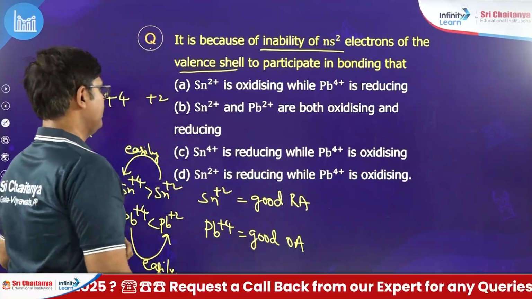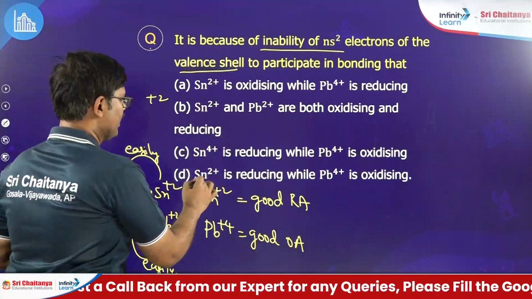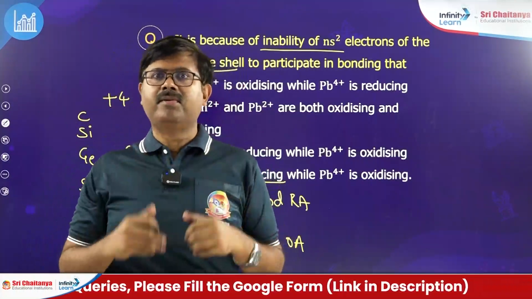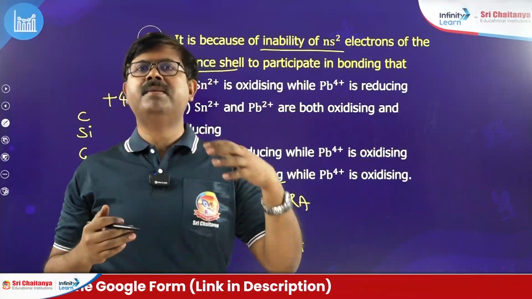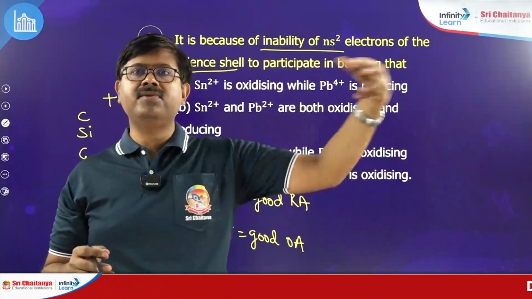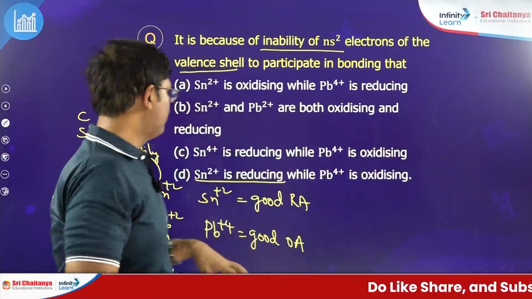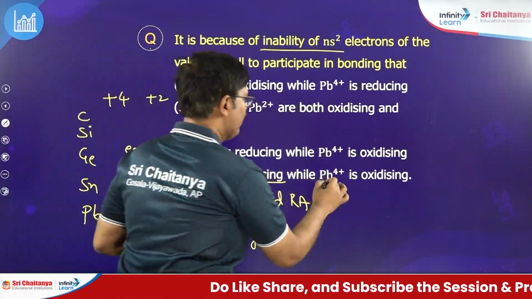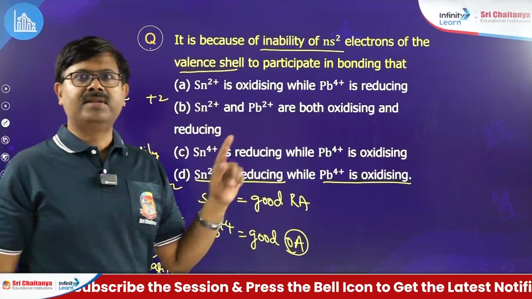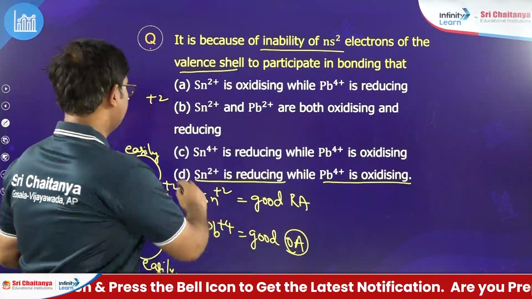So, if you look at the options, in the fourth option, Sn+2 is reducing. Reducing means what? Don't think that it is undergoing reduction. Sn+2 is reducing means it is reducing the other one. So, it is acting as a reducing agent. That is what it means. So, Sn+2 is reducing, whereas Pb+4 is oxidizing in nature. So, this is the right option for this.